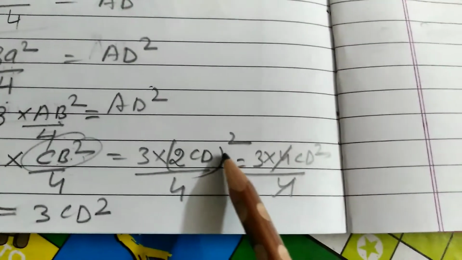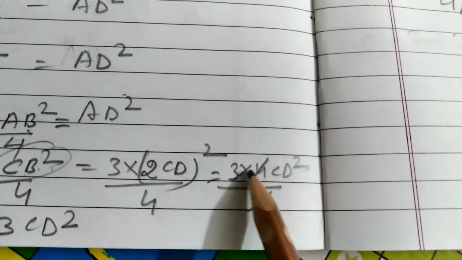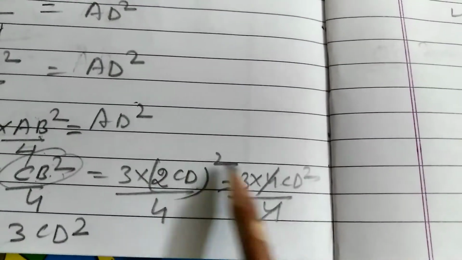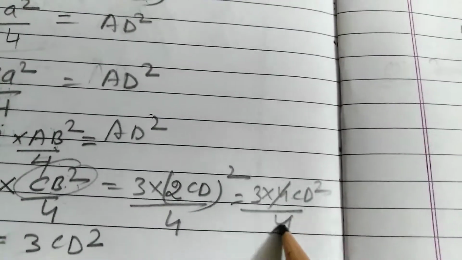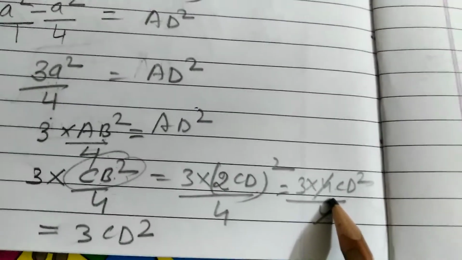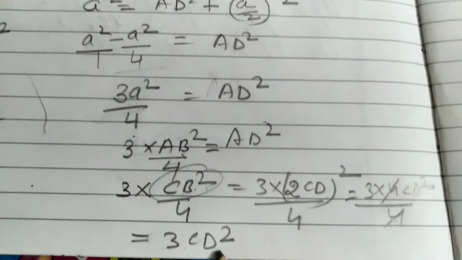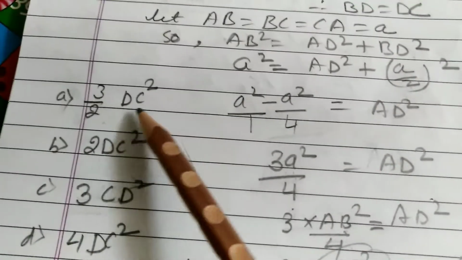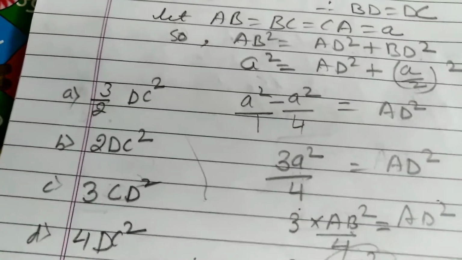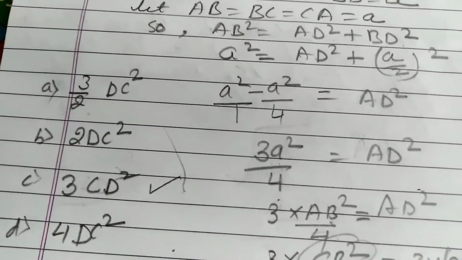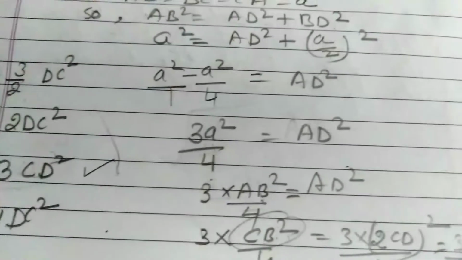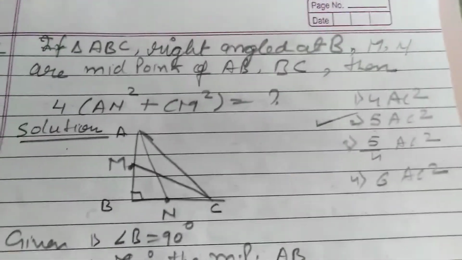If we open it, we'll get 3 multiplied by 4, that is the square of 2, CD square by 4. 4 and 4 will be cancelled. So we will have 3 times CD square is equal to AD square. Which option will be correct? They have given 3 times CD square, so option C will be correct according to the question. Okay, let us consider one more question.